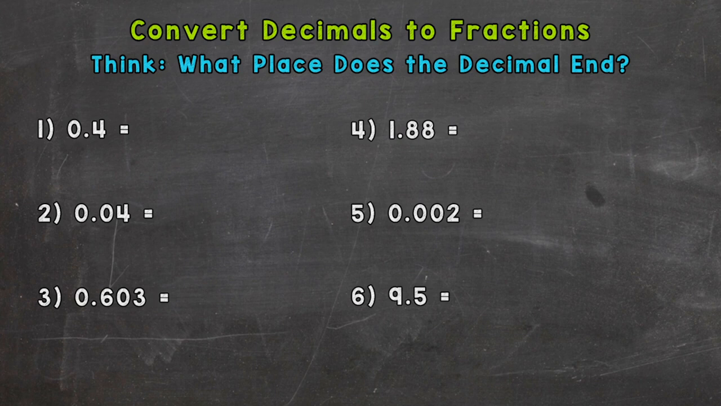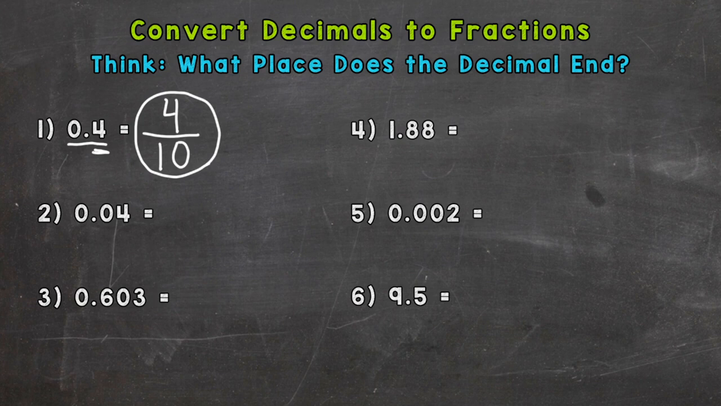So let's jump right into number 1, where we have 0.4. Now that decimal ends in the tenths place. So that's going to be the denominator for our fraction. Again, wherever the decimal ends, that's going to be your denominator. So 10, then we take a look at what number is behind the decimal, and we have a 4. So that's our numerator. So 0.4 as a decimal, 4/10 as a fraction. They are equivalent, they hold the same value. One's a decimal, one's a fraction though.